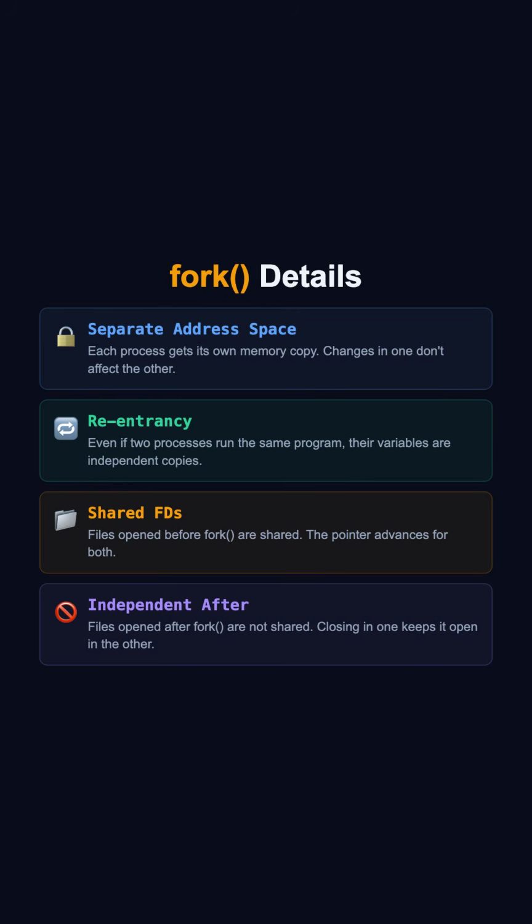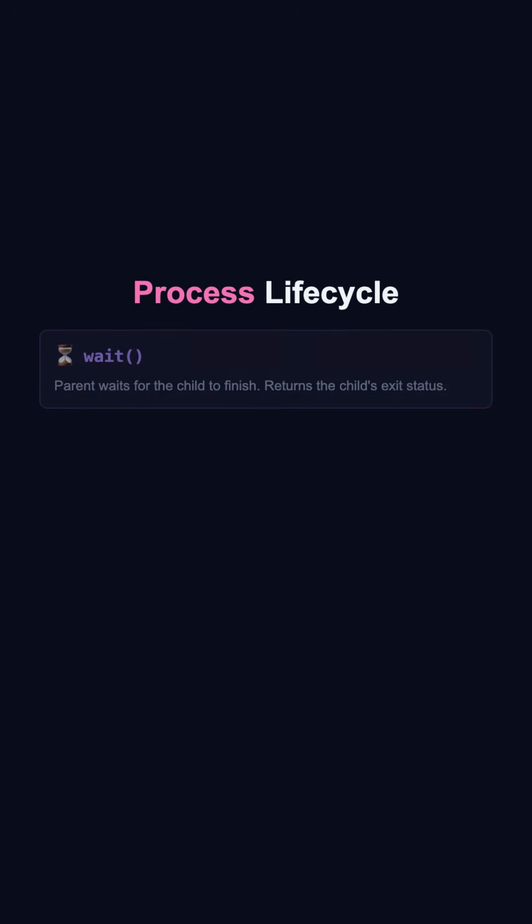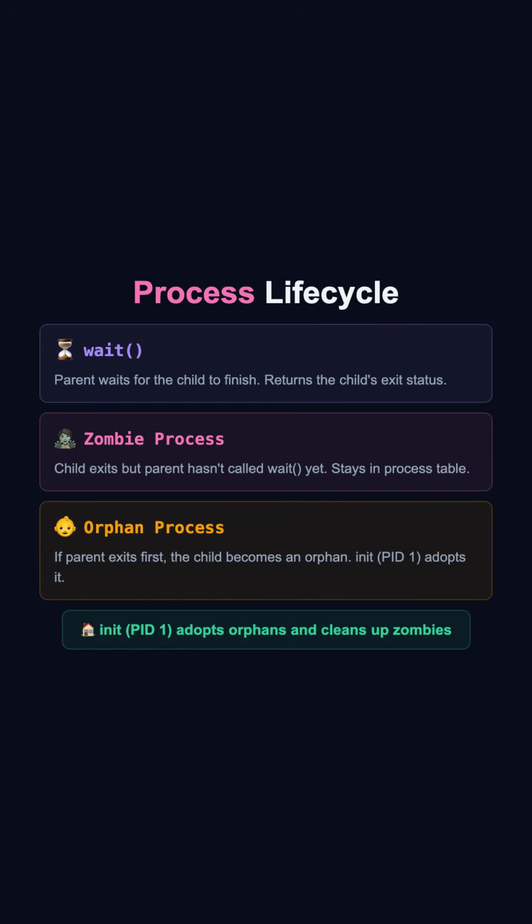The wait system call lets the parent wait for the child to finish. If the child exits, but the parent hasn't called wait yet, the child becomes a zombie. If the parent exits first, the child becomes an orphan and is adopted by the init process. Init, with PID 1, is a special process that cleans up orphans.